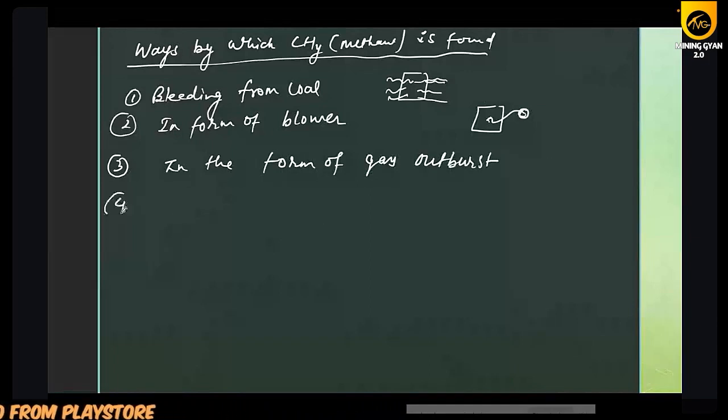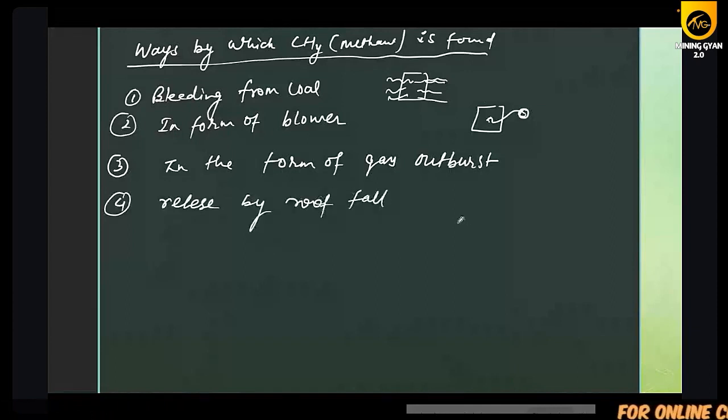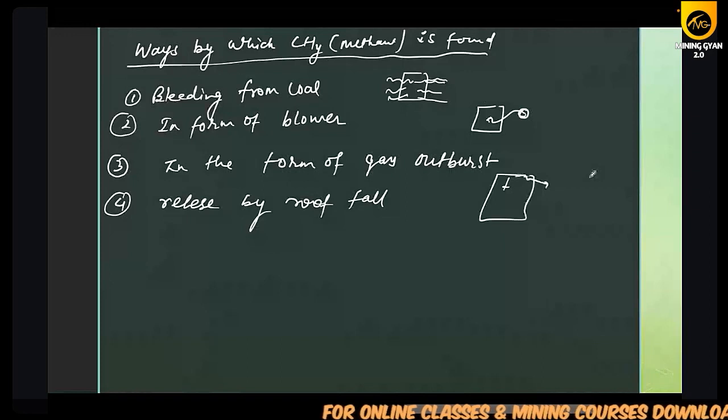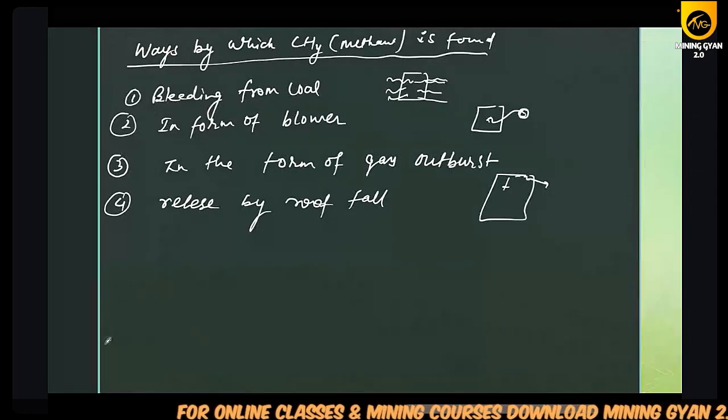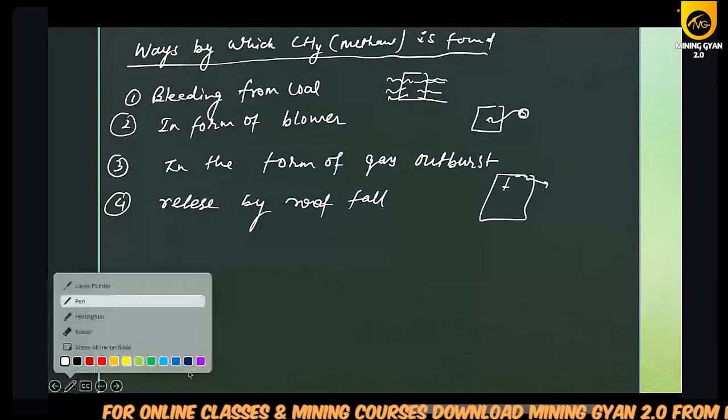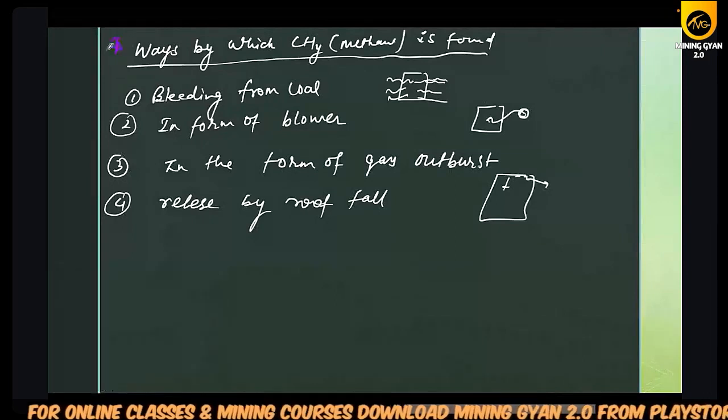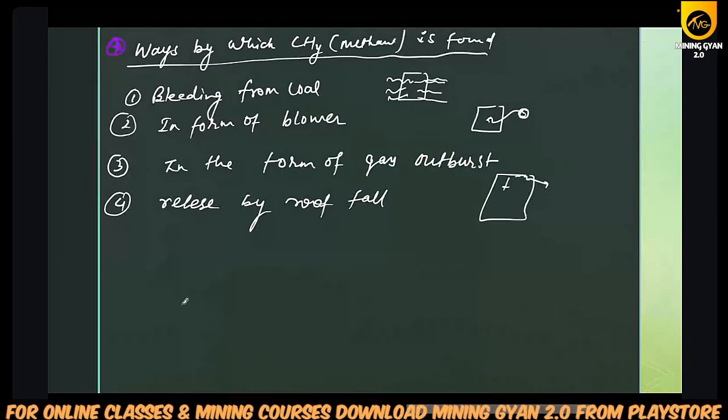And fourth is methane released by roof fall. So if this is your heading and the roof falls, some methane trapped in the roof will be released. These are the ways from which your methane can be released.